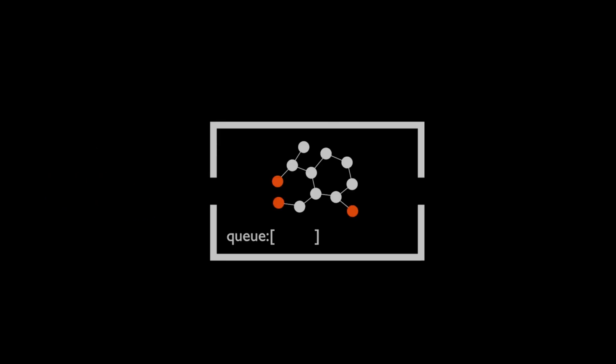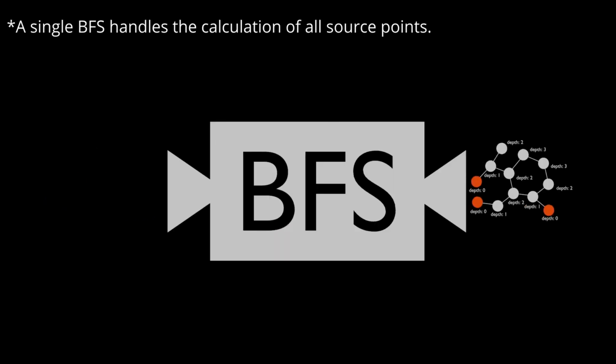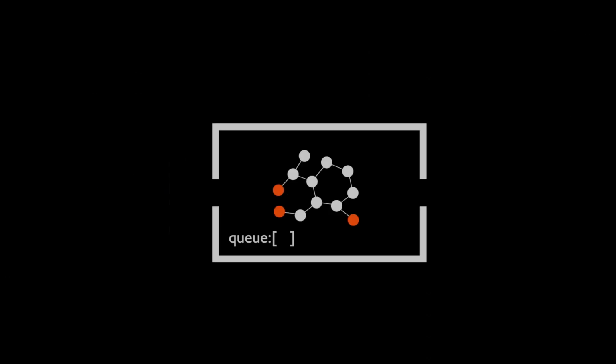Currently, a single BFS handles all the source point calculation, which, again, is more of a design issue. But it would be better if each source point gets its own separate BFS algorithm, and then the results get merged.